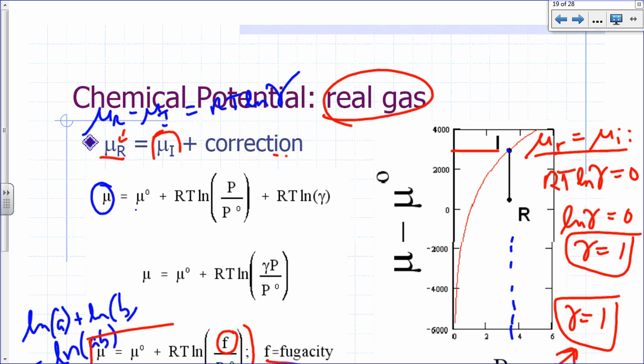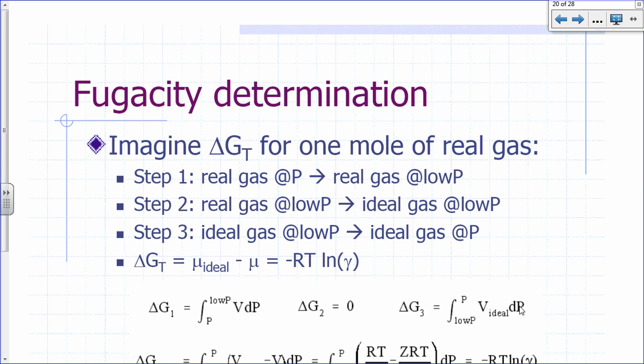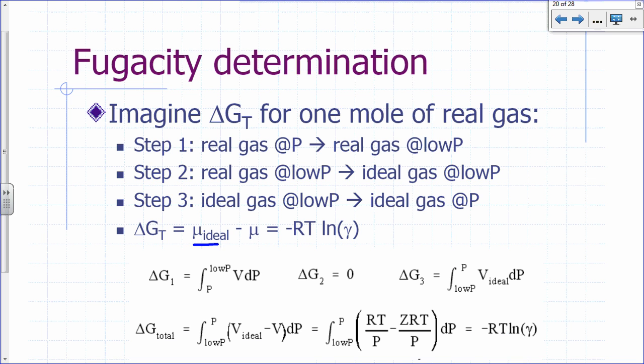Mu real minus mu ideal is equal to RT ln gamma. Or we can say, I think I wrote it differently here, mu ideal minus mu real is equal to negative RT ln gamma. So this is our starting point right here. If we know the difference between the ideal chemical potential and the real chemical potential, that's just going to be negative RT ln gamma, so you can solve for ln gamma.